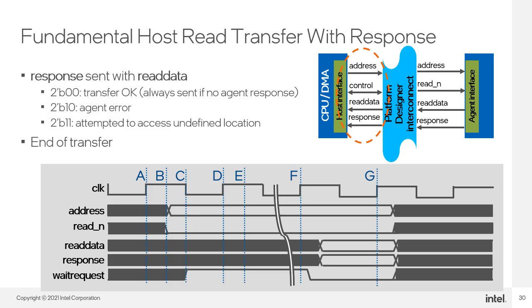For a read transfer, as shown here, the response is sent back to the host along with read data. For a write transfer, an additional signal, named write response valid, is required to qualify the write response one cycle after the write occurs. See the Avalon specification for examples of write responses.